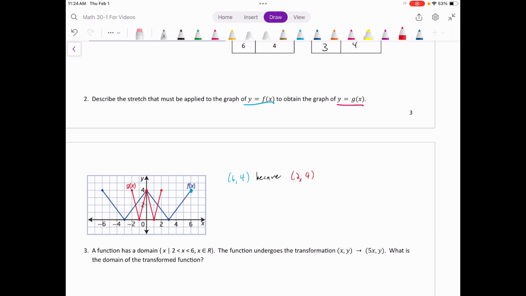And that's technically enough to figure out what our horizontal stretch would be. Never hurts, though, to find one more point to compare just to be double sure, right? For example, look at this point, (3, 0). Can we see the corresponding point? On the stretched graph, it looks like it's now at (1, 0), right? So (3, 0) has an image point at (1, 0).